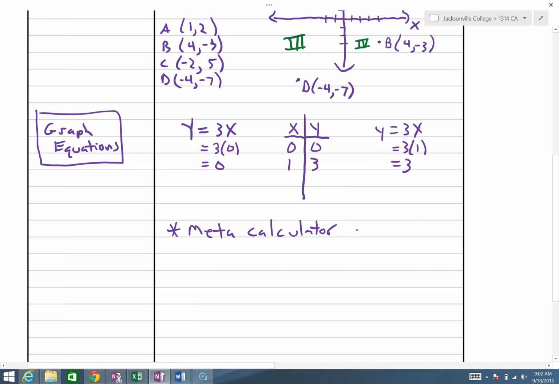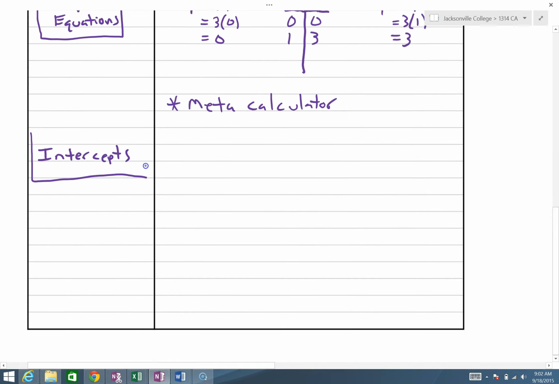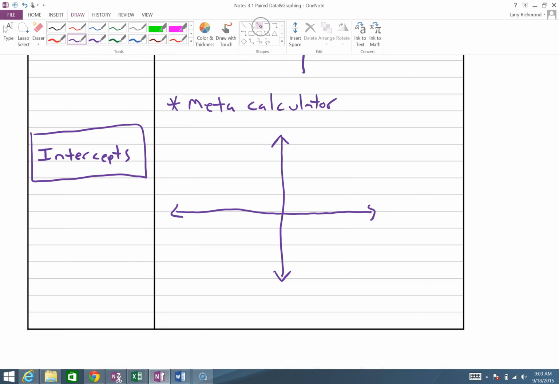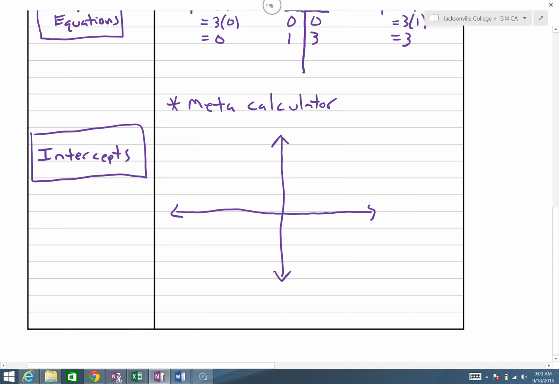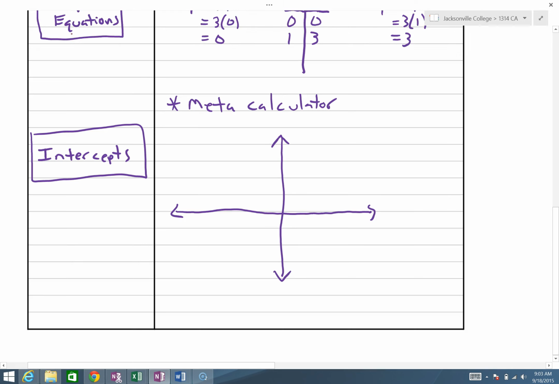All right. One last thing we need to talk about are the intercepts. Draw yourself another x and y axis. Now let's draw a line that intersects both of those axes. So here I go, draw myself a line.